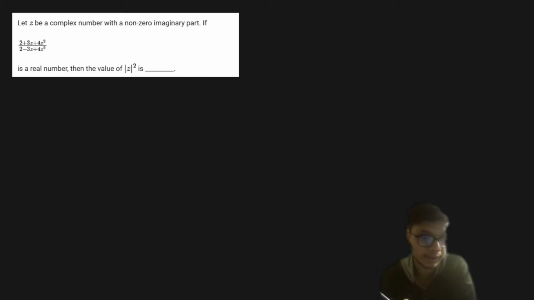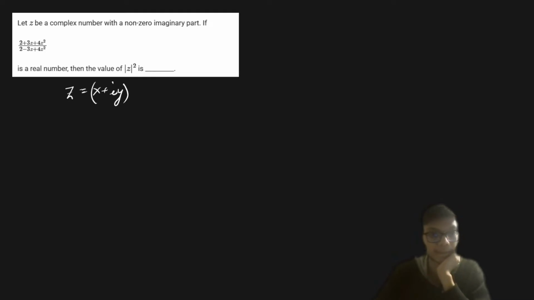The next problem is again a similar problem, but here it is directly given as a complex number with non-zero imaginary part, right? And from there you have to figure out the value of magnitude of z whole square. So again, it is quite similar. In this type of question, what is generally suggested is to assume z as some arbitrary complex number, x plus iota y, right?